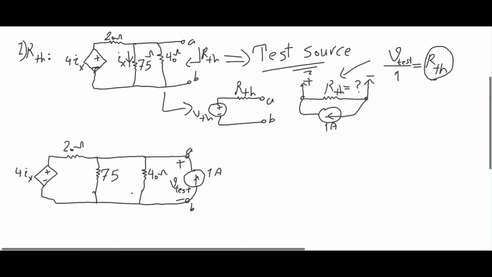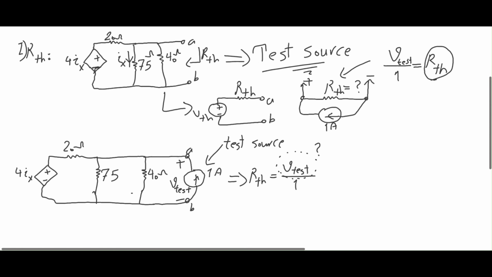Alright, so what I have done is that I connected this test source to my circuit, and I'm trying to find the voltage across my test source in order to find the Thevenin resistor. So the Thevenin resistor in this case becomes the V of test over 1. So what I need to find is V of test. What is the value of V of test now?